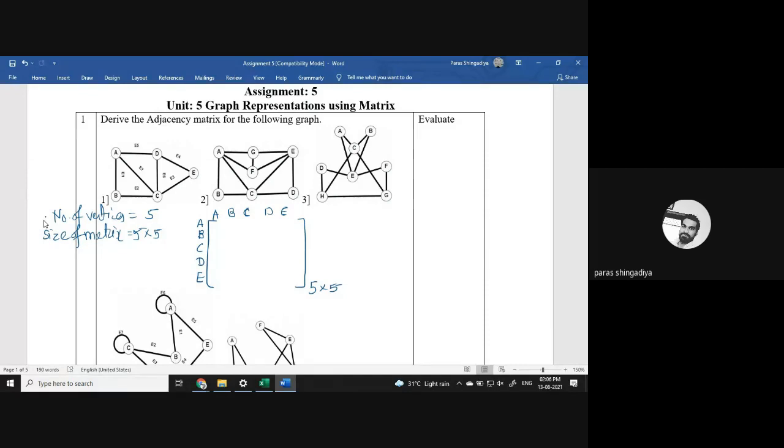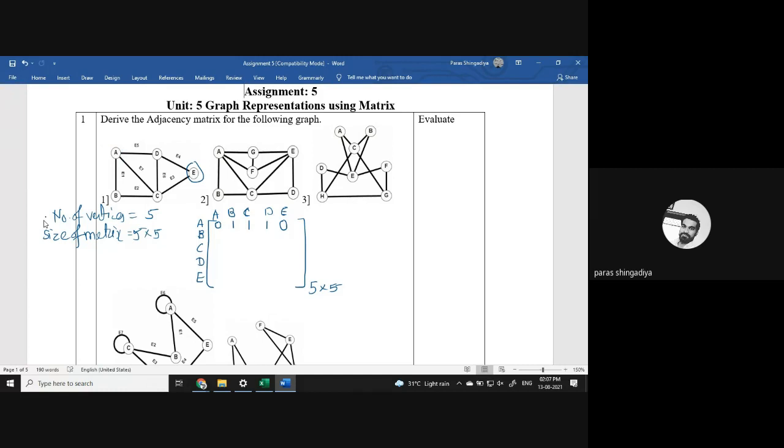So the first relation is A to A. There is no loop at A. If there is a loop there, its entry will be 1. Now, no loop at A, so it will be 0. A with B, that is adjacent, it is 1. A with C, that is also adjacent. A and D, that is also adjacent. But A and E, vertex A and vertex E, are not adjacent. So it will be 0 here. So that is your first row.